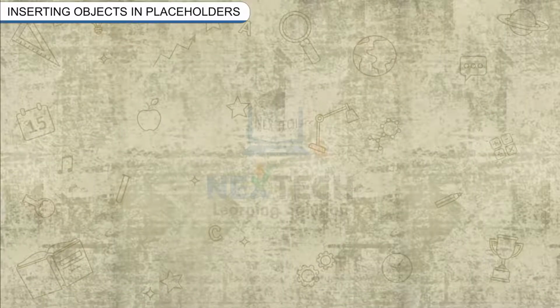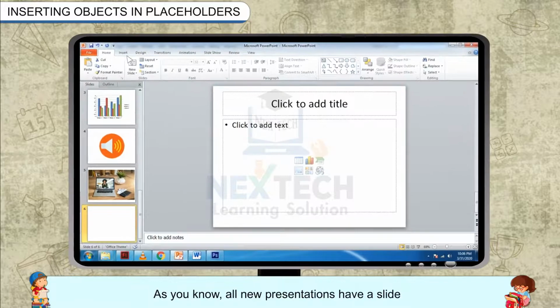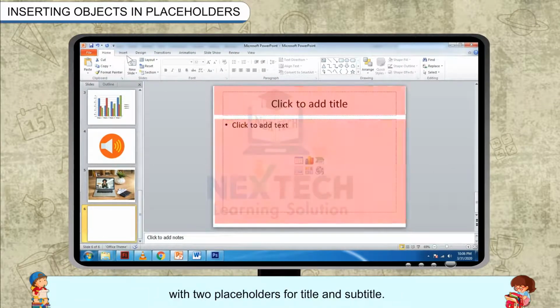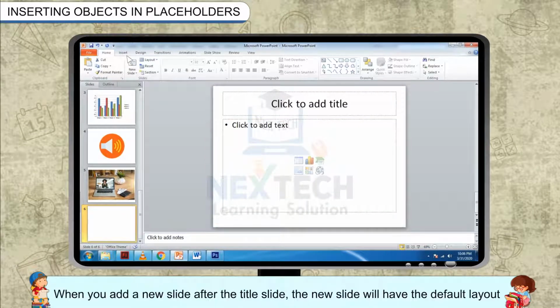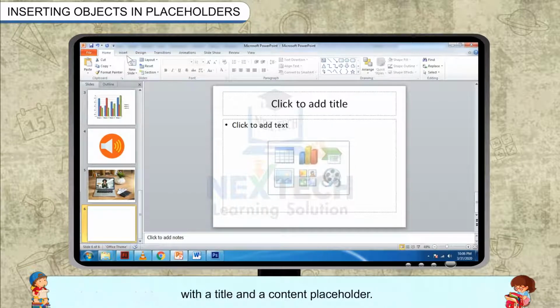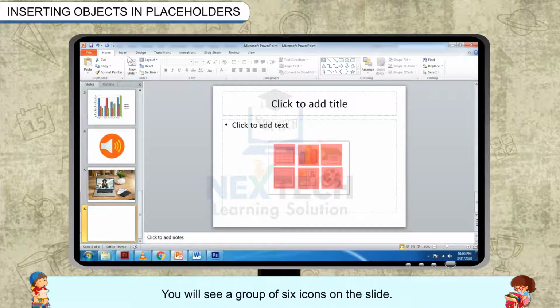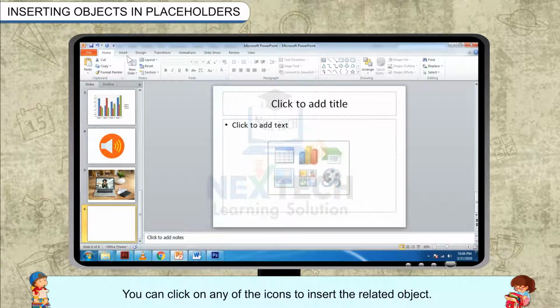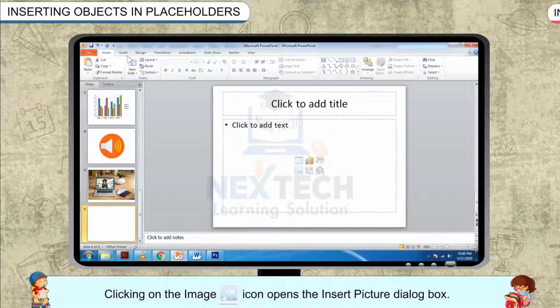Inserting objects in placeholders. As you know, all new presentations have a slide with two placeholders for title and subtitle. When you add a new slide after the title slide, the new slide will have the default layout with a title and a content placeholder. You will see a group of 6 icons on the slide. You can click on any of the icons to insert the related object.